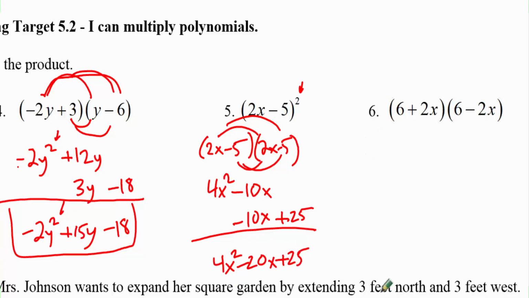Number 6 is exactly the same thing. The answer ends up being negative 4x squared plus 36. So if you do distribute that all out, that's what you should get. But the process is the same, so I'll let you do that yourself.